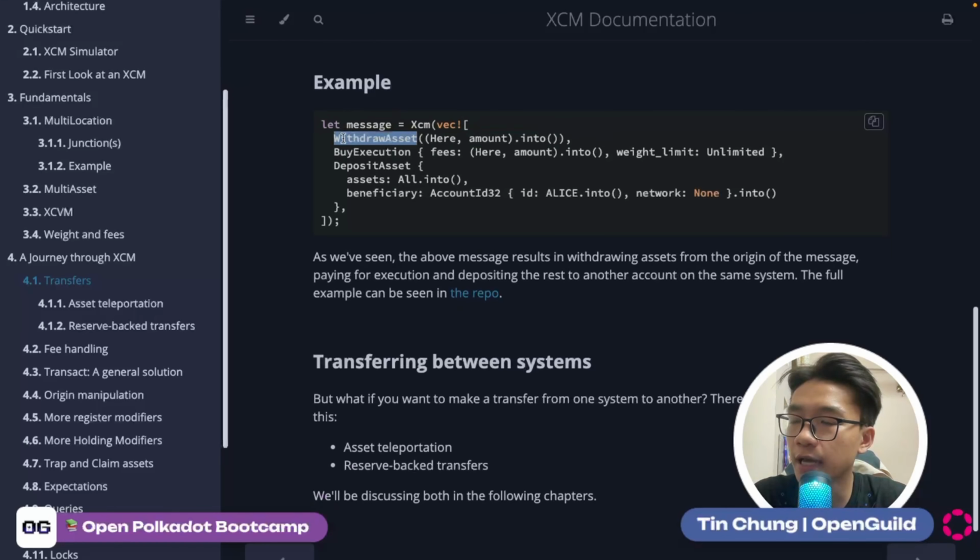We withdraw the asset from the current local consensus system with the total amount of the asset that we want to transfer. Then we buy execution, where we pay for the fee using the asset in the holding register, with the fee amount and also the weight limit. And then you have another instruction called deposit asset, where you want to deposit the asset to the beneficiary, the account ID 32, which is an account like Alice.